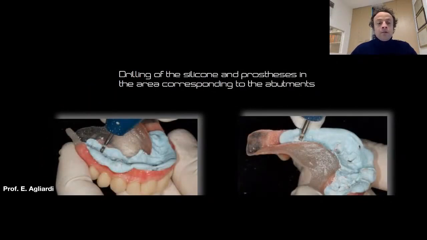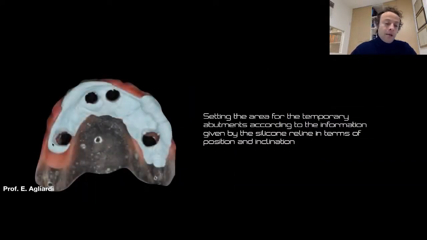Then you can drill the silicone and the prosthesis in order to open the area where the implants are located, like this. Then we are creating the setting area for the temporary abutments according to the information given by the silicone in terms of position and inclination. So when we go in the mouth and want to fix the temporary abutment on this prosthesis, it's simple to find the position, and it's also simple to adapt the prosthesis in the mouth.